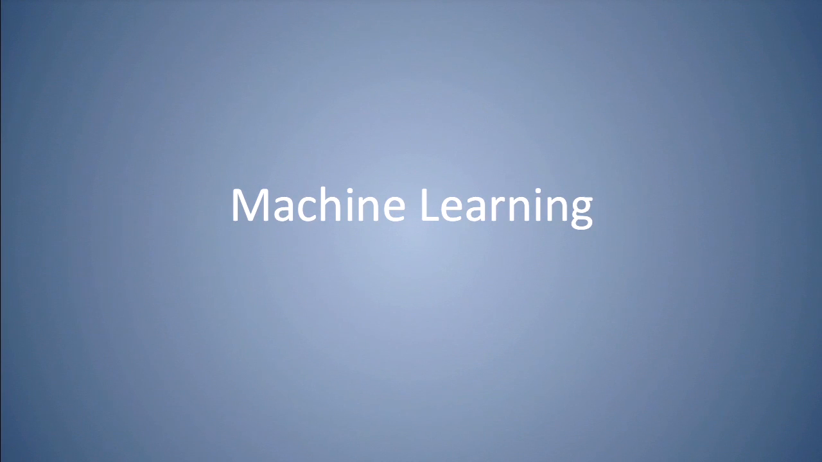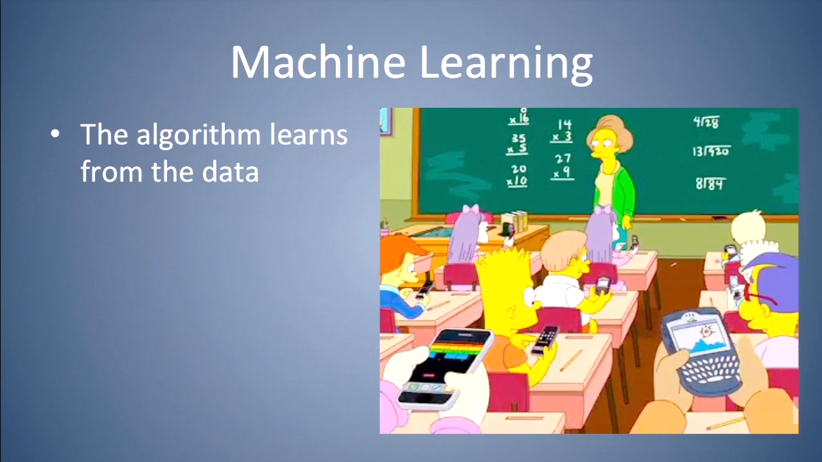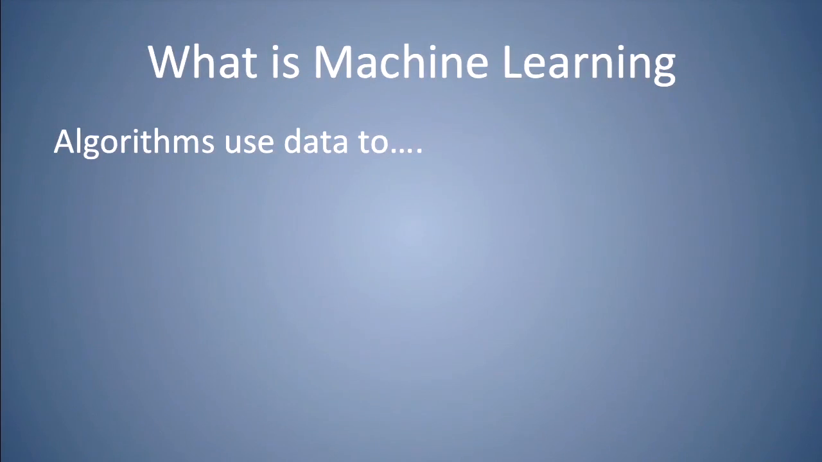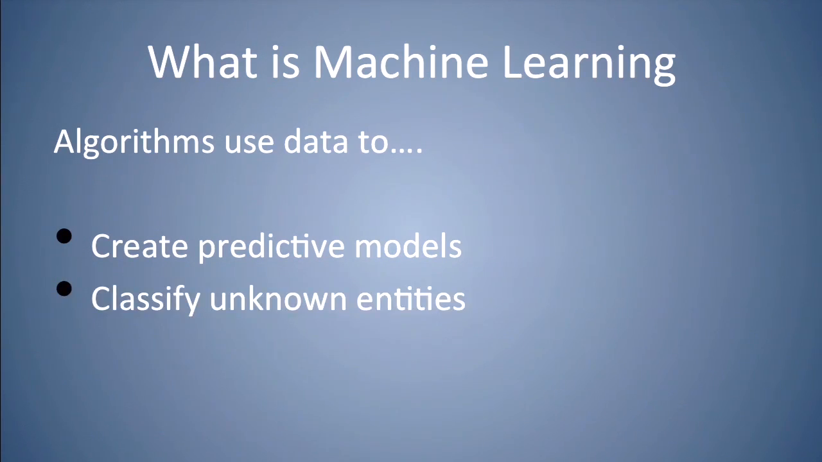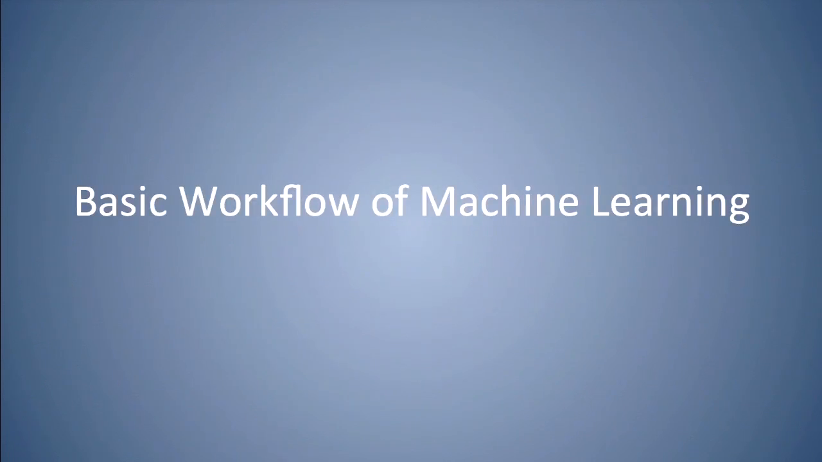So machine learning. What is machine learning? Simply, it's when the algorithm is learning from the data that you're giving it. It's responsive to the data. The algorithms use the data to create predictive models, to classify unknown entities. That's something that we will be doing today. And discover patterns. And this is just a sample of some of the things that you can do with machine learning. There are other activities as well.